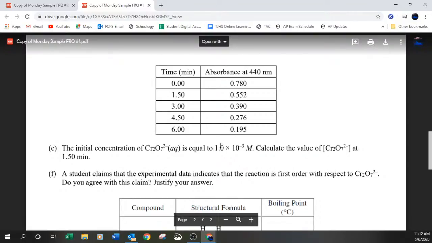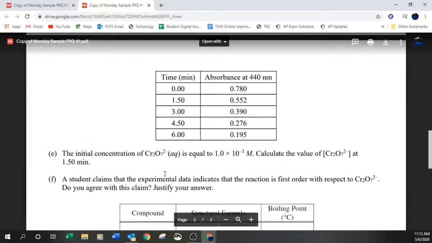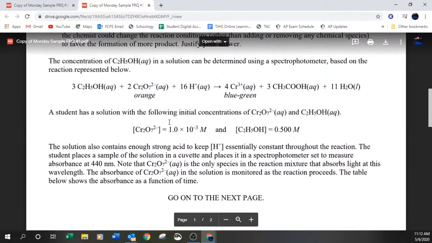Alright, so it indicates the initial concentration is 1 times 10 to the negative third, and then it says calculate the concentration at the new time. So you'd be using the absorbance data. Okay. Interesting. Let me look at the rest of the problem. I'll read this over.